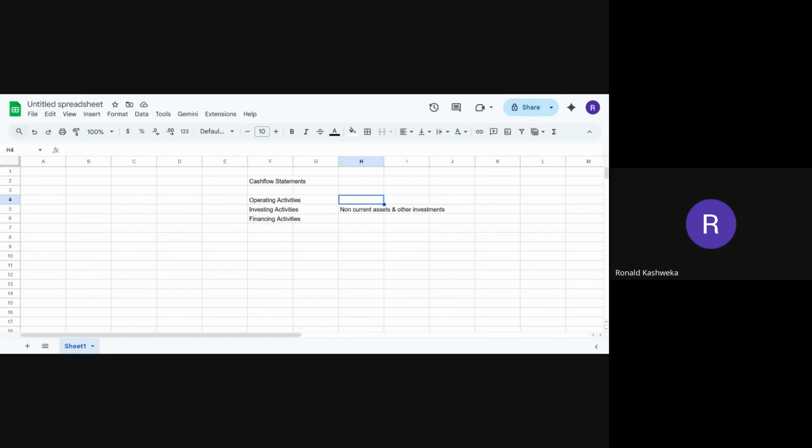Investing activities is on non-current assets and other investments. When you sell a non-current asset, that's a cash inflow from investing activities. When you purchase a non-current asset or you acquire a non-current asset, that's a cash outflow from investing activities. And then financing activities basically looks at where you are getting your money from. So every single time you see financing activities, what should come to your mind is equity and liabilities.